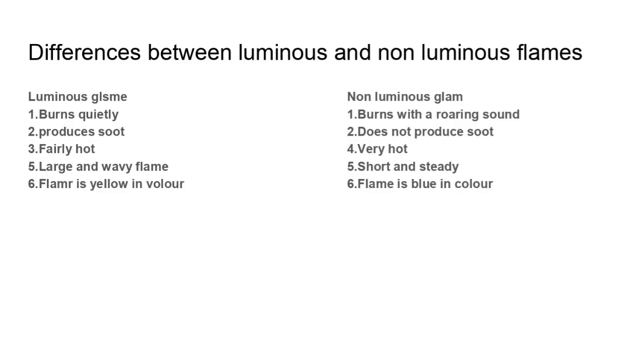Now, let's look at the differences between the luminous and the non-luminous flame. The first difference: the luminous flame burns quietly, while the non-luminous flame burns with a roaring sound. Another difference: the luminous flame produces soot, while the non-luminous flame does not produce soot.